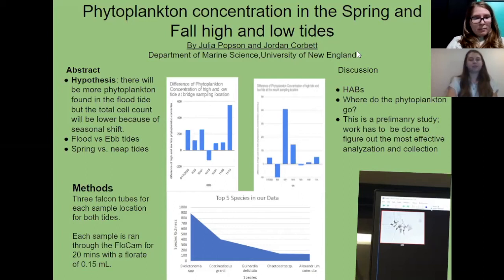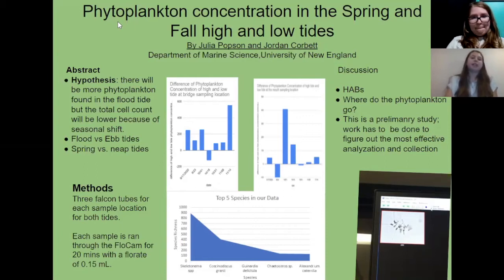The results show that at both sampling locations, there are more concentrations above zero, meaning that there is more phytoplankton entering the sample location than leaving. Overall, the concentration of phytoplankton was higher at the bridge of Biddeford Pool than at the mouth. In other words, more phytoplankton is entering Biddeford Pool than exiting.